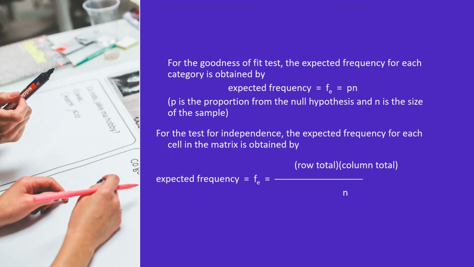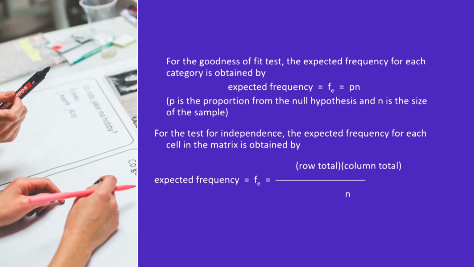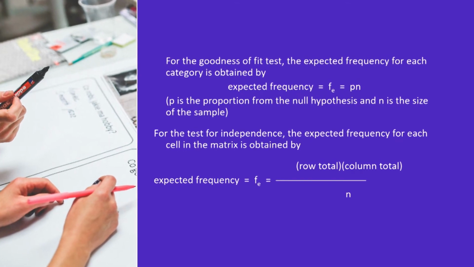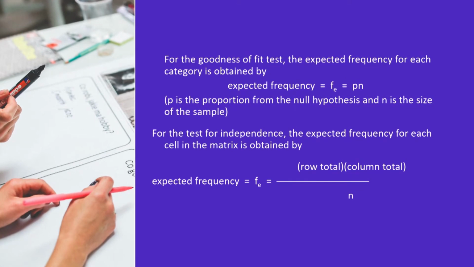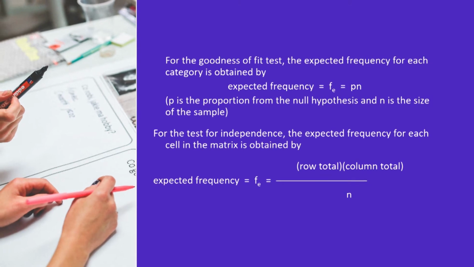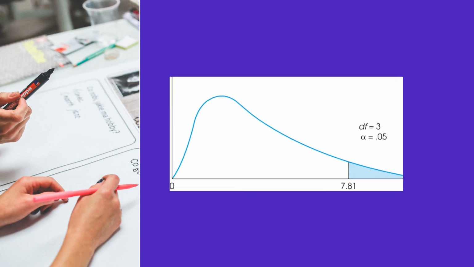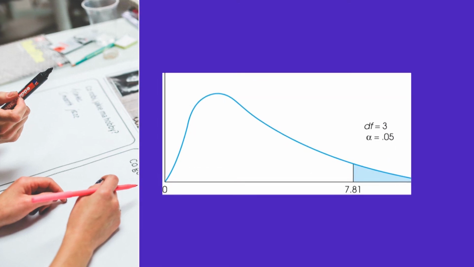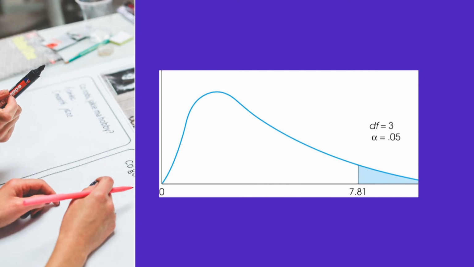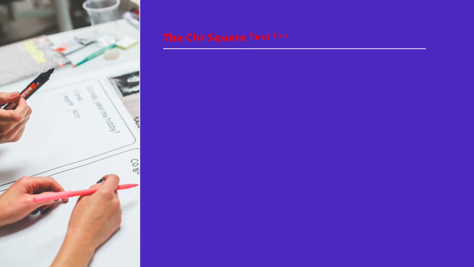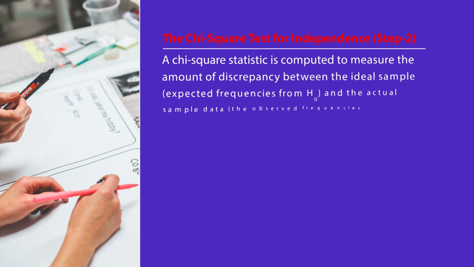For the goodness of fit test, the expected frequency for each category is obtained by Fe equals pN, where P is the proportion from the null hypothesis and N is the size of the sample. For the test of independence, the expected frequency for each cell in the matrix is obtained by Fe equals row total multiplied by column total divided by N. So if you see, the degrees of freedom is 3 and alpha is 0.05, and the figure is quite self-explanatory.